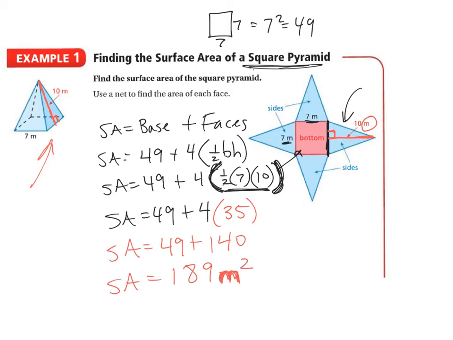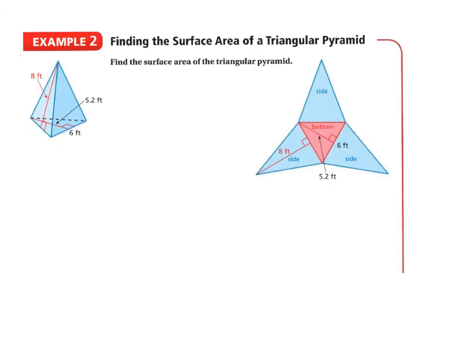Okay, next problem. Now we're going to look at this one, and in this one, we have a triangular pyramid. Much like the prisms, they are defined by the base that they have. In this case, our base is just this triangle down here. Therefore, it is called a triangular pyramid. So we need to know, again, the base plus the faces. That will be our surface area.